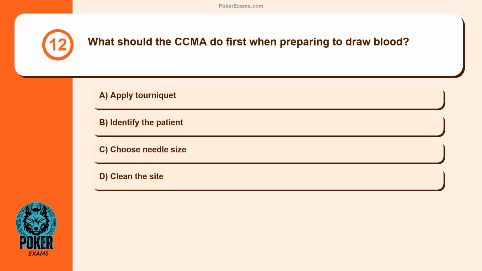Question 12. What should the CCMA do first when preparing to draw blood? Apply tourniquet. Identify the patient. Choose needle size. Clean the site.